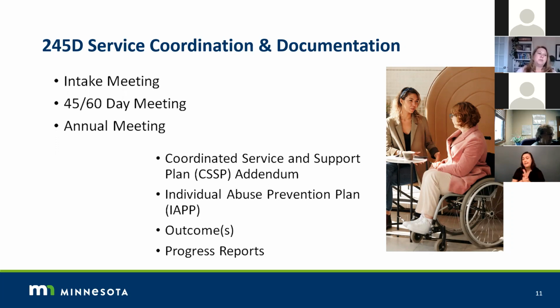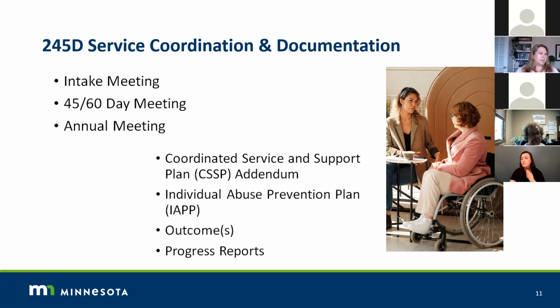An individual abuse prevention plan is a document just to do an assessment to look at where the person might be vulnerable to abuse, through verbal abuse or sexual abuse or financial exploitation. Then what is the plan? How do we prevent that? How are we proactive to prevent those things from happening?